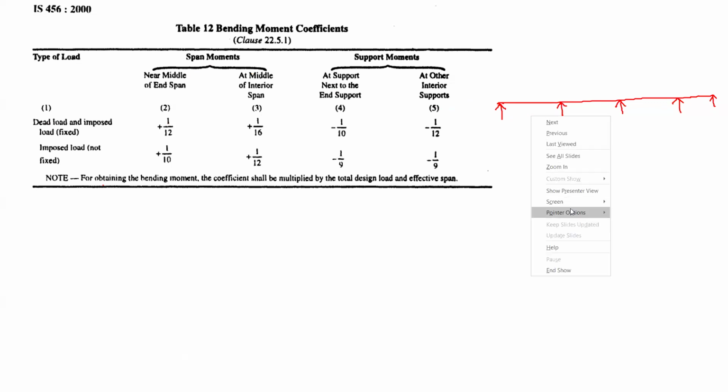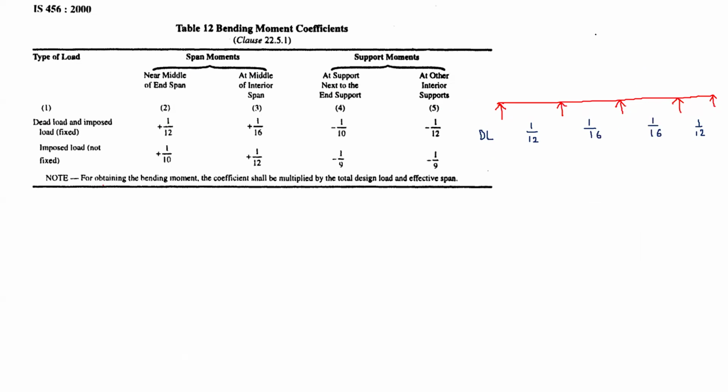I will just change the colors. Now first we have that for dead load. Near middle of end span, this value is 1 by 12, and this value is also 1 by 12. Then at interior, for this we have 1 by 16, we have 1 by 16.